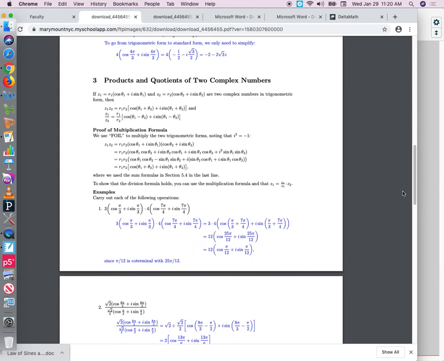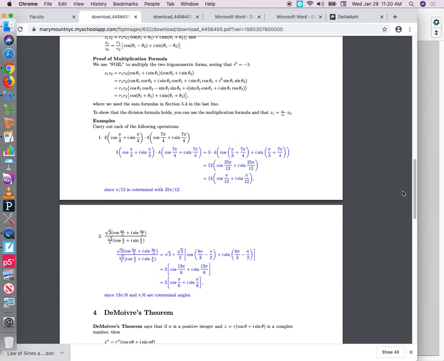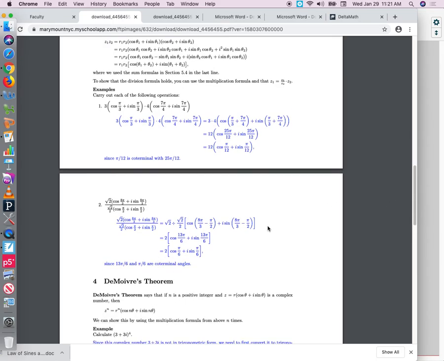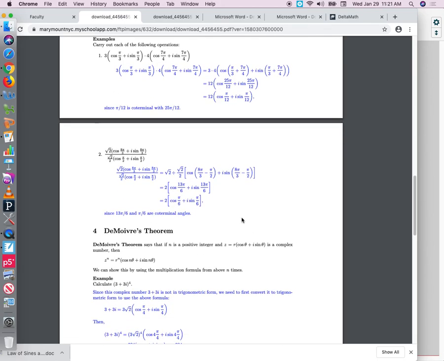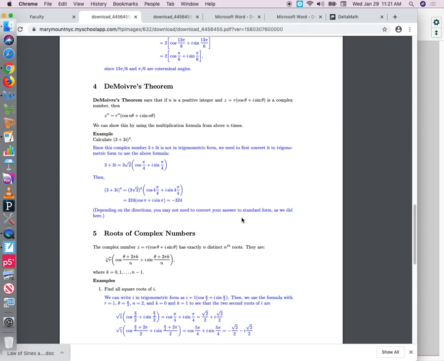And then you have products and quotients. And then you have somebody that speaks, is that French? Say that word for me. De Moivre? Anyway, that guy's De Moivre. That's probably about as bad as I'm really doing it when I'm trying to say De Moivre. Okay, so anyway.